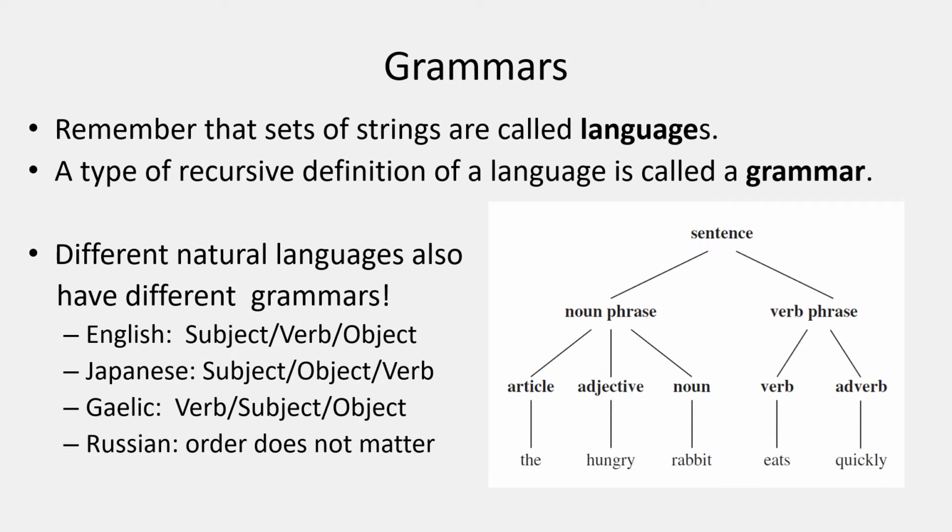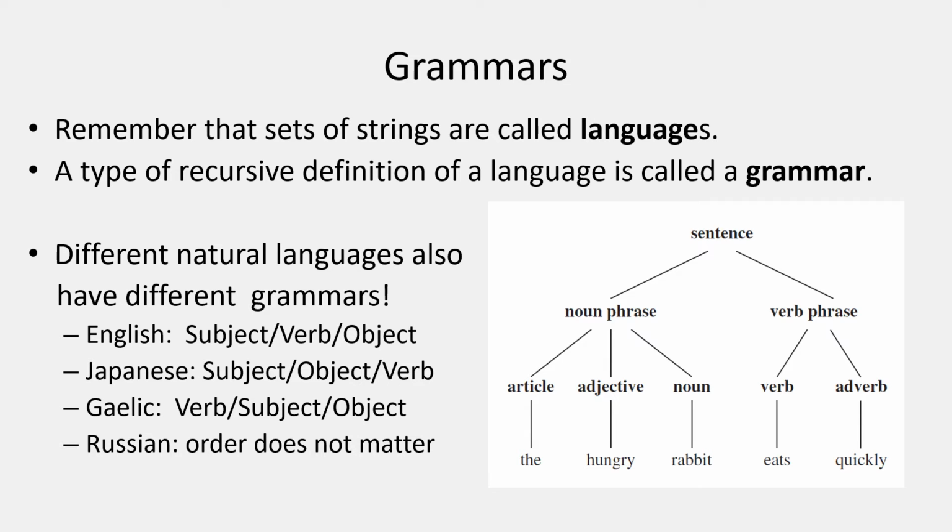So remember that a set of strings is called a language. And it's no surprise then that a set of rules that allow you to make a recursive definition of a language is called a grammar. So when you're talking about sentence structure, you would be talking about, say, noun, verb, and so on, or you could be talking about subject, object, verb.